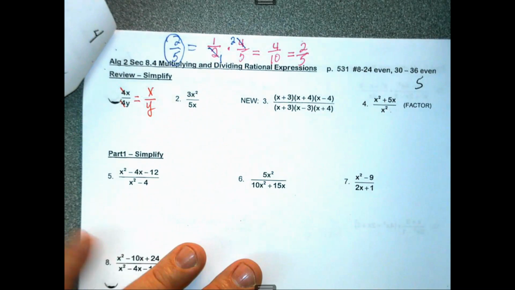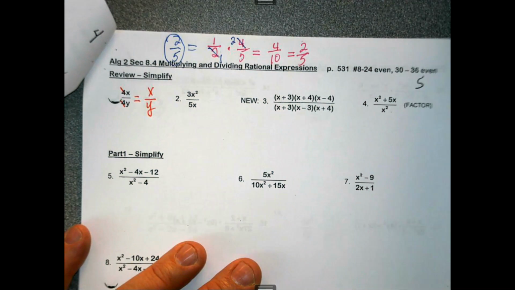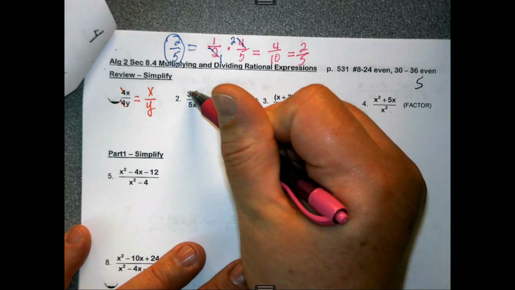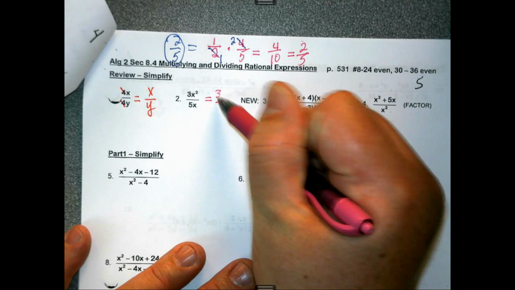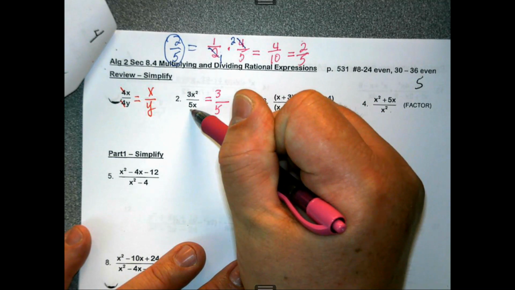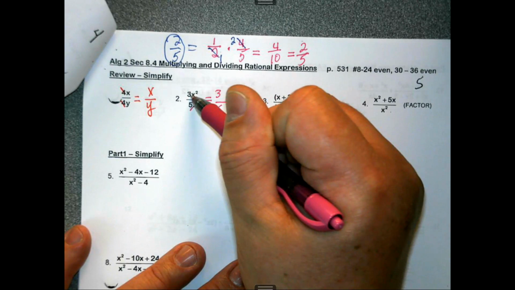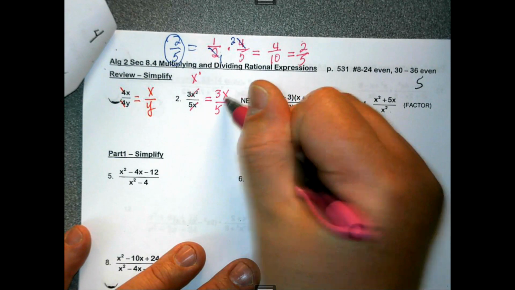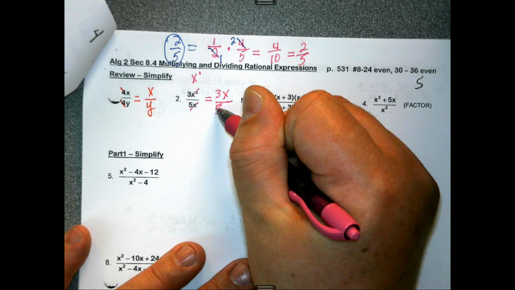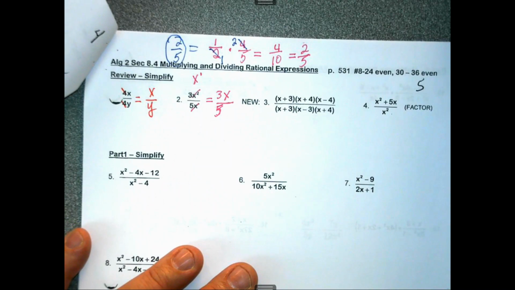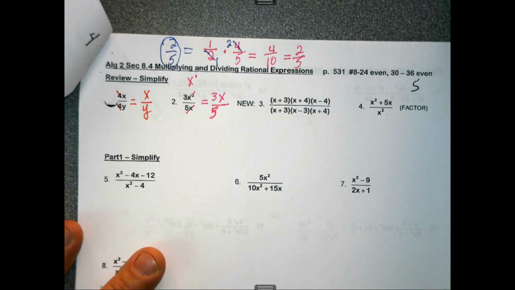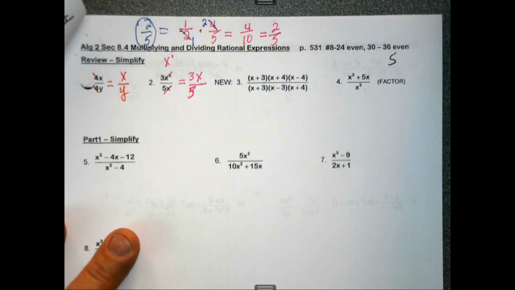What about number 2? You can cancel out one of the x's. Good. There's nothing I can do with the 3/5. But this is x to the first, x to the second. I can take out one of those x's, and I'm left with x to the first on top. So you know how to do that, okay? Because you did that in Algebra 1 many times. Algebra 2, this is the new stuff.